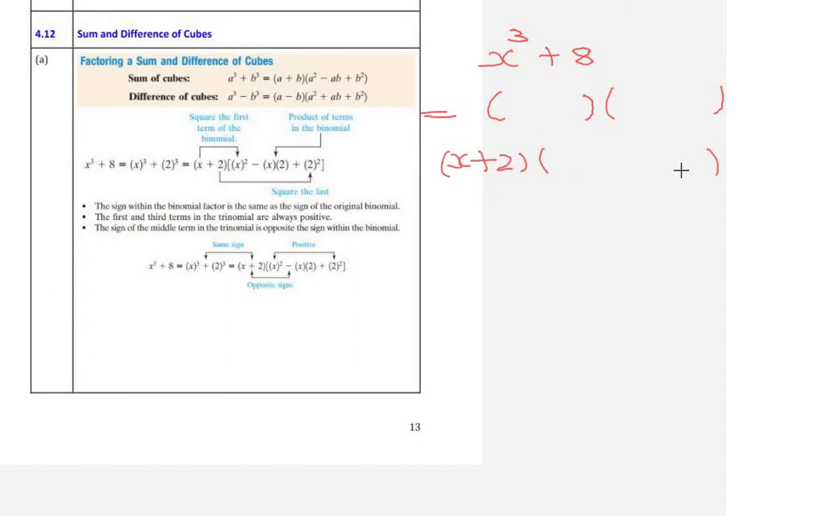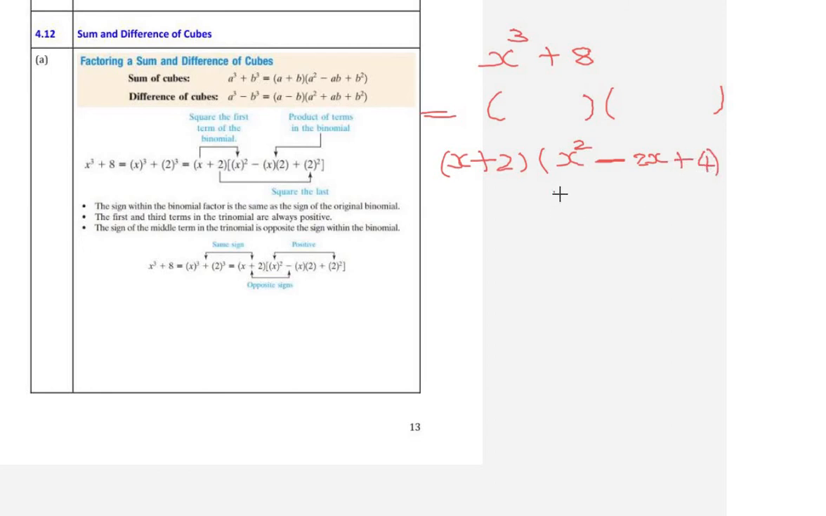Now we go to the big bracket. Now be careful here. We square the first one, so that's going to be x squared. Then we change the sign, very, very important. And then we take first times second, which is 2x. Now be careful, it's not first times second times 2. It's just first times second. And then we do the square of the last one, which will then be 4.